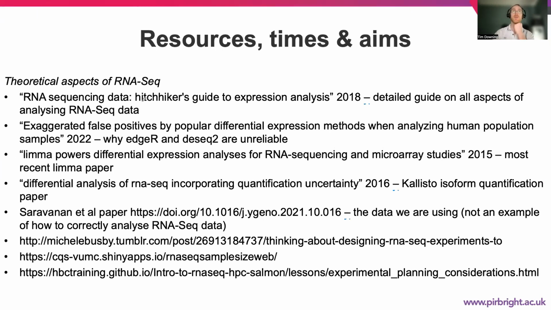There's an excellent Hitchhiker's Guide to Gene Expression Analysis from 2018 or so, and that looks at all aspects of RNA-seq data. It is very detailed and very, very useful, I think. There's another more recent paper on sources of false positives in popular tools, and particularly why we don't use edgeR nor DESeq2. There's another paper on limma and how that linear modeling approach to looking at our RNA-seq expression variation between different groups, when we're trying to test for changes, is an effective approach.